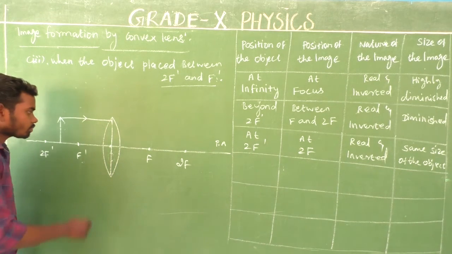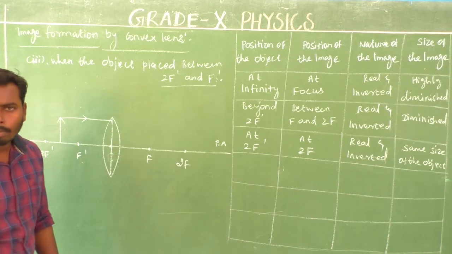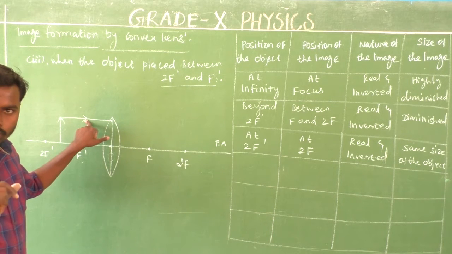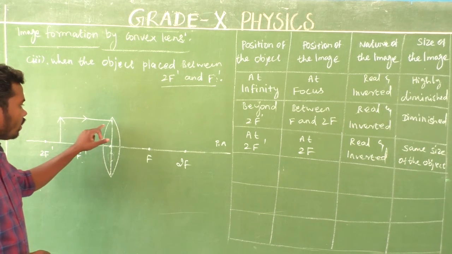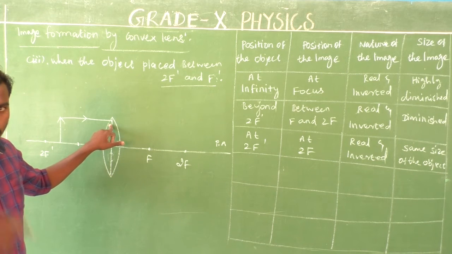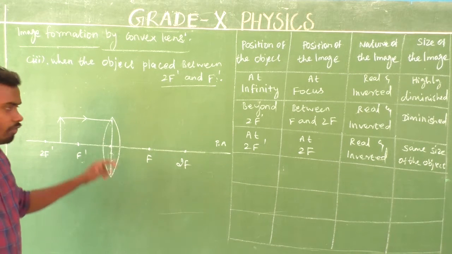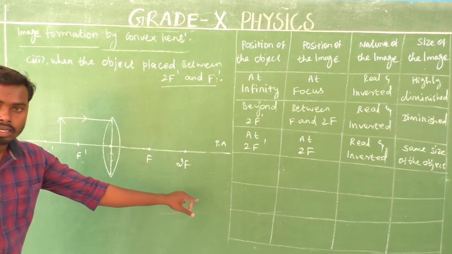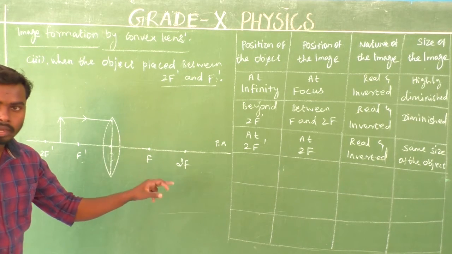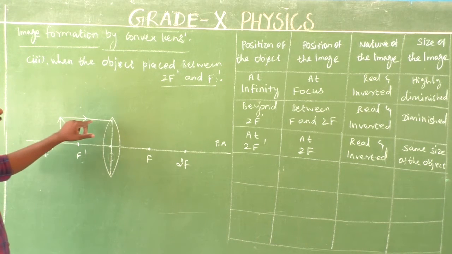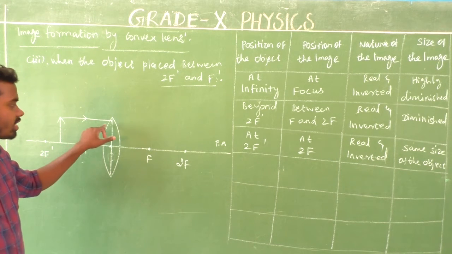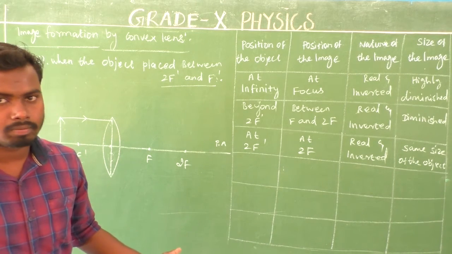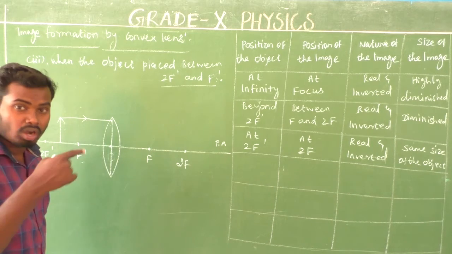So due to refraction, what will happen? The direction of that ray of light should change. After refraction, the ray of light should pass through the focus. Why? Because whenever a ray of light is parallel to the principal axis, it will pass through its focus. That is the first rule. We already know it very well. Use the first rule here.